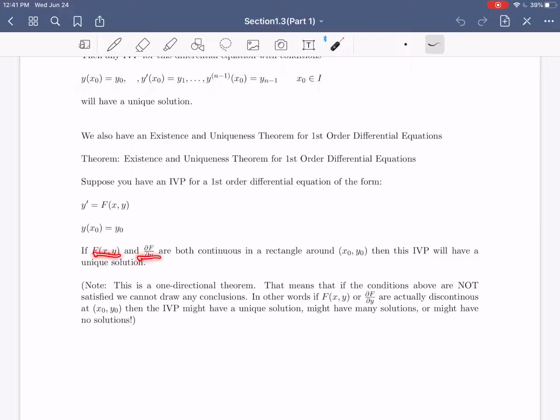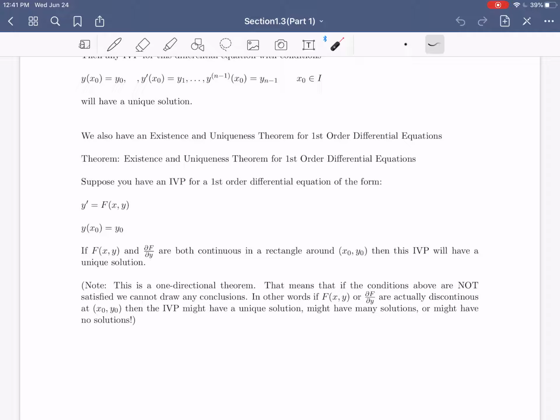If both the function and its partial with respect to y are continuous, remember, being continuous in multivariable situations is not continuous on an interval, it's actually continuous on a rectangle around the point x0, y0, which is the initial condition, then the IVP is guaranteed to have a unique solution. Once again, this statement is both an existence statement. It says that the IVP will have a solution, and a uniqueness statement because it's saying that that solution will be unique. So, in other words, this theorem is basically, once again, about IVPs.